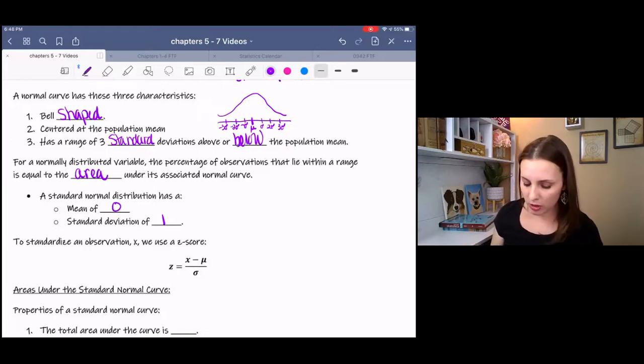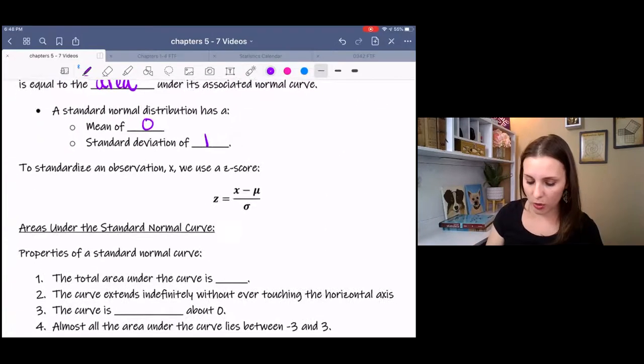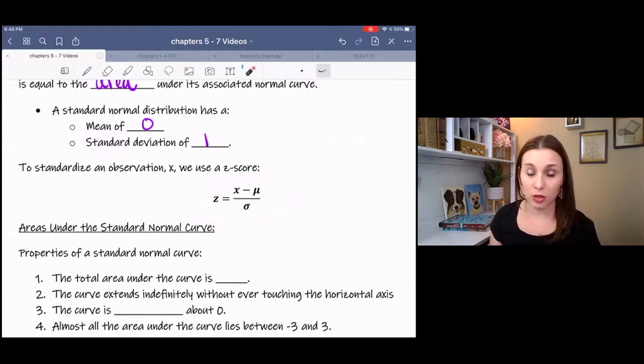And remember, to standardize an observation X, we can use z-scores, and this was the formula. We've already used it for z-scores. X minus the mean divided by standard deviation, and this gives you the number of standard deviations the value is above or below the mean.